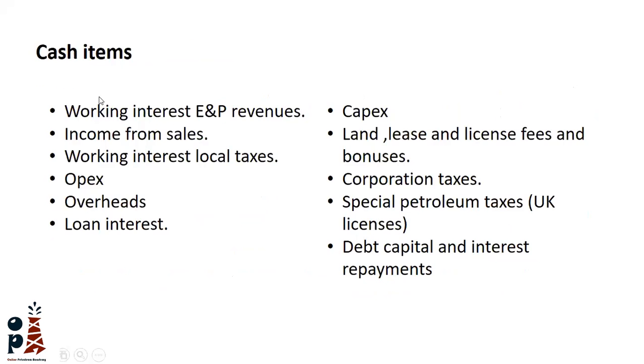So cash items like what? Like working interest revenues and the income from the sales, local taxes, OPEX, overheads, which is salaries, loan interest, which is paid to the lender, CapEx, capital cost, land or lease fees and bonus, corporation taxes, which is paid to the government, special petroleum taxes like the UK license. This is special taxes in the UK. And finally, debt, capital, and interest repayment to the lender. These are cash items.